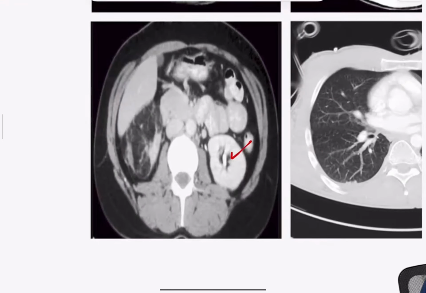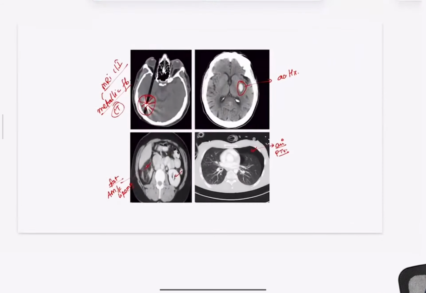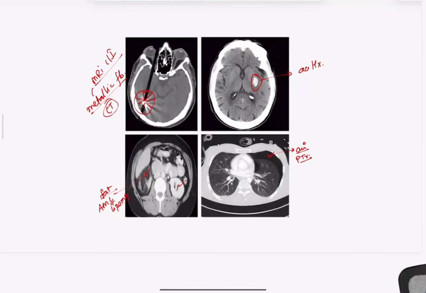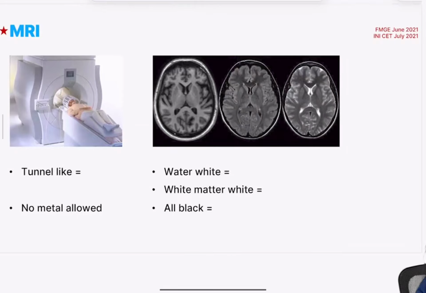Look at this one, the kidney, the left kidney, the right kidney has something which is black but not very black. It is dirty black. That means fat containing lesion. What is a fat containing lesion here? Angiomyolipoma. We have discussed this more in urinary tract imaging, right? So for now, remember this dirty black appearance is the fat which is angiomyolipoma. NCCT versus CECT, this is something we have already seen, vessel white, vessel not white, right? So that is how you differentiate.